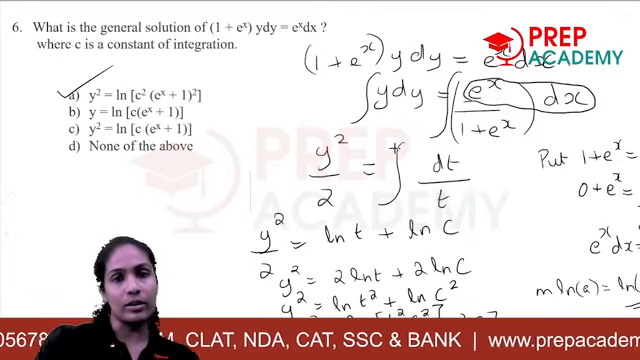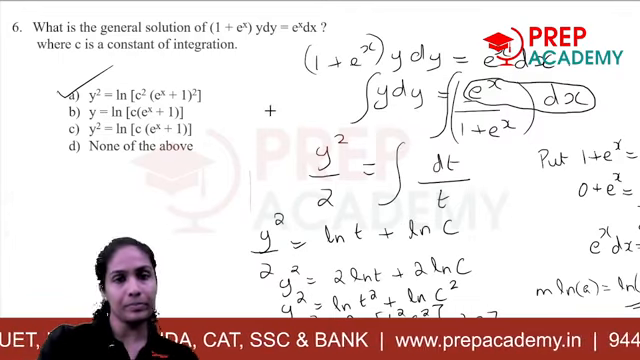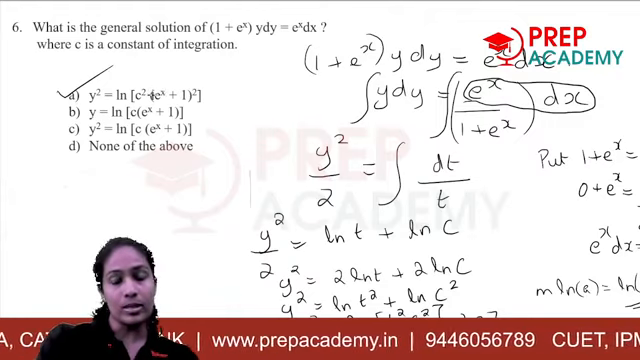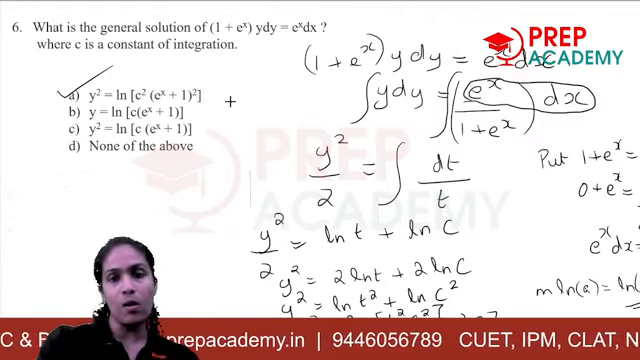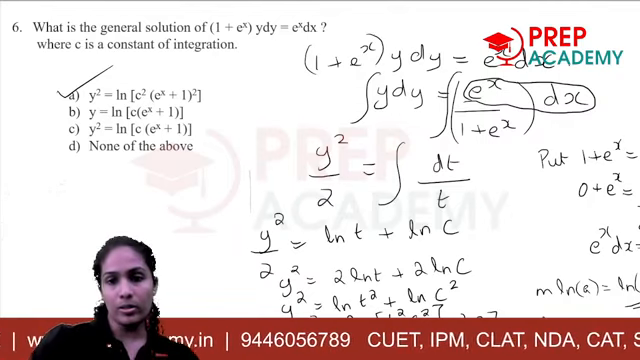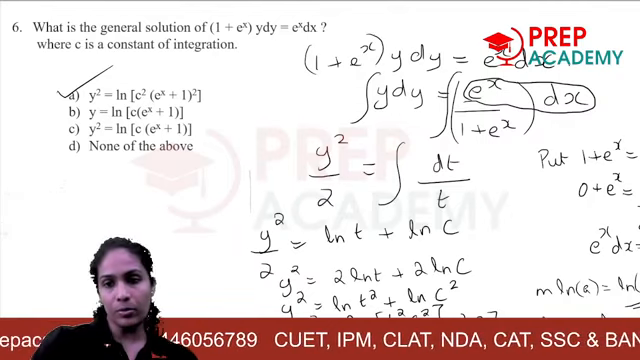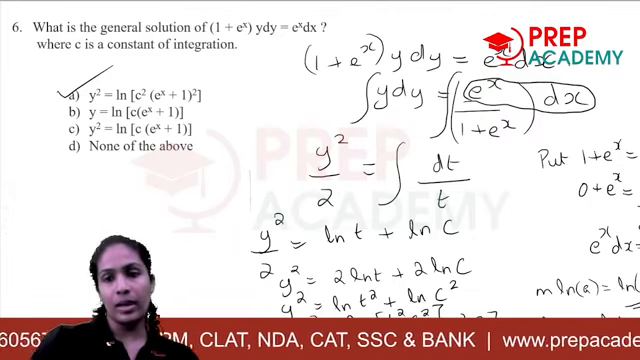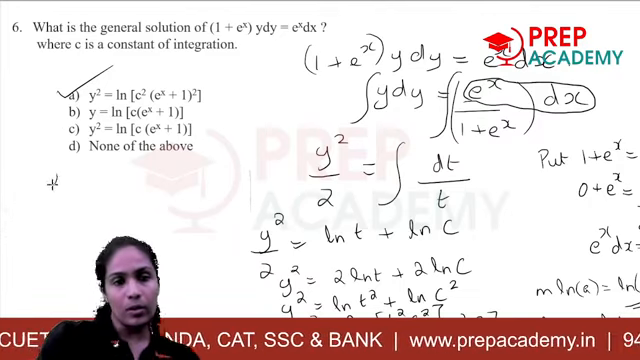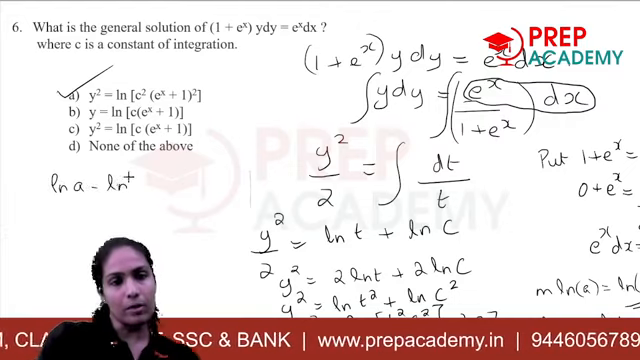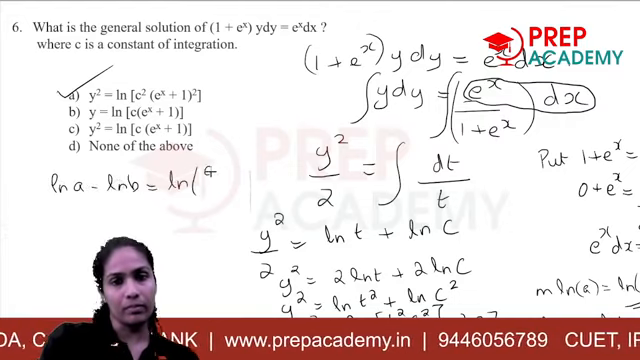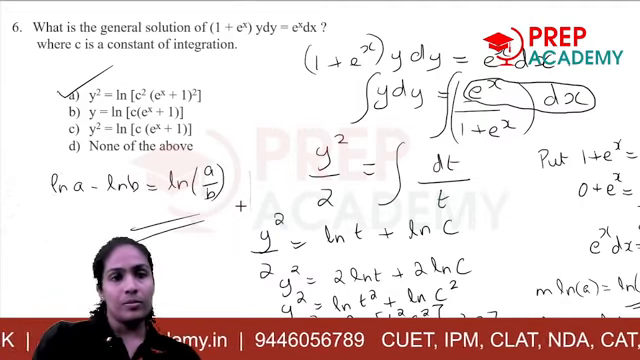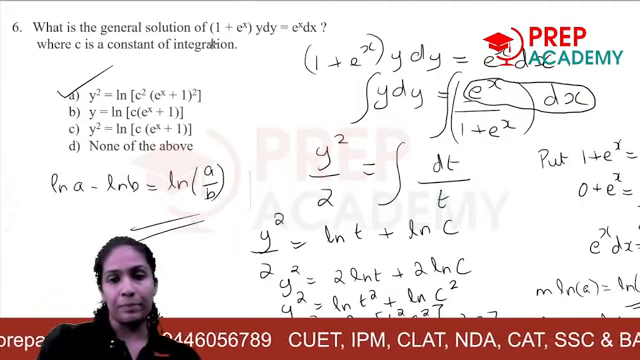This is the solution of the given equation. This y square is equal to log c square plus c square into e raised to x plus 1 the whole square. The property used is log a plus log b is equal to log ab. And also remember this property, log a minus log b is equal to log a by b. This is option A.